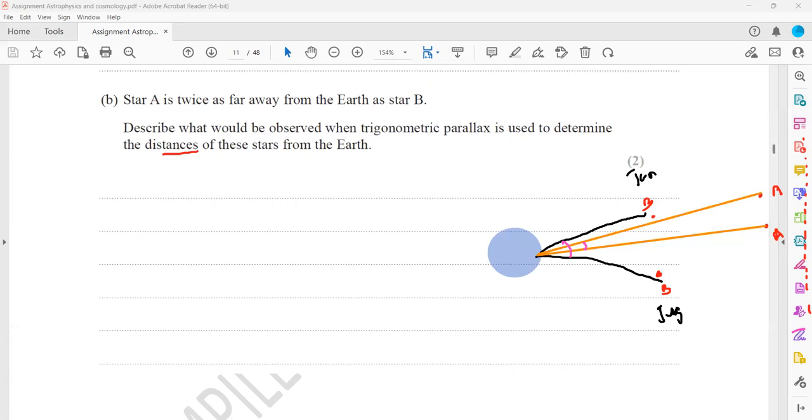So when these stars are viewed from opposite ends of the Earth's orbit, the opposite ends of the orbit diameter about the Sun, there will be a change in the angular position.